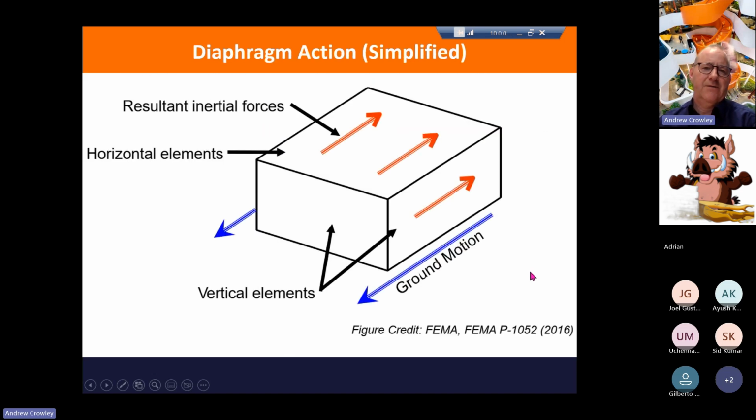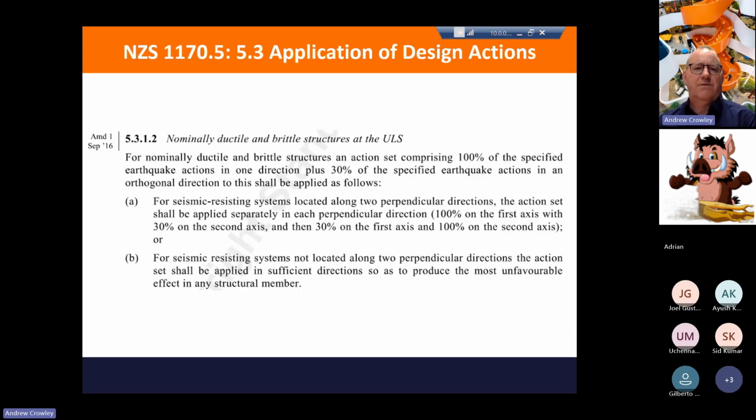On a simple view, the ground moves in a seismic event, and you end up with inertial forces in your structure above the ground, and that is now getting down to the ground through your shear walls. And again, this diagram quite happily ignores accidental eccentricities. But that's the basic principle of it. And referring to the New Zealand Standard 1170.5.